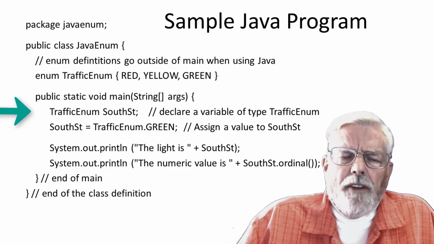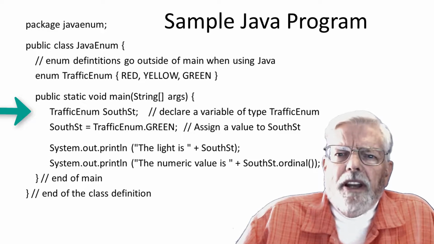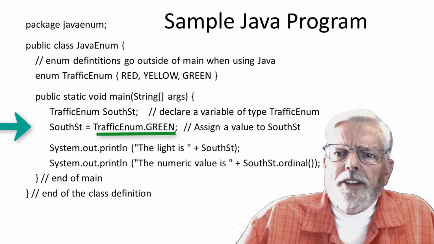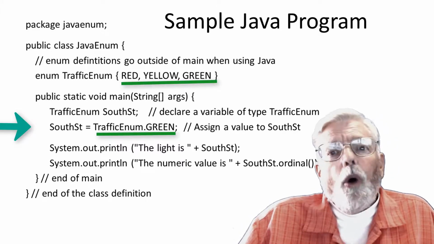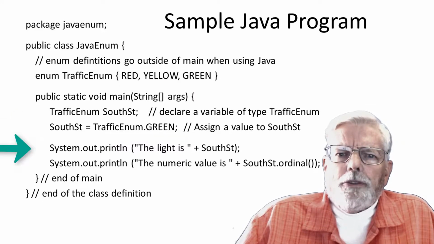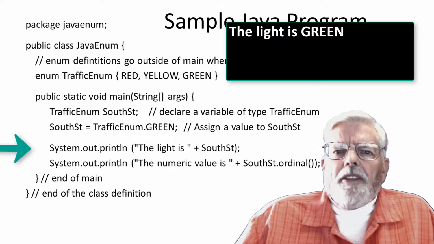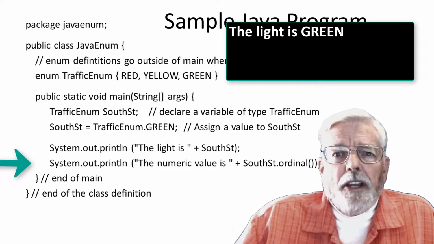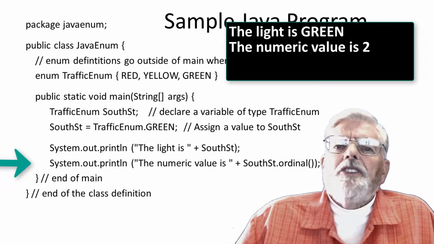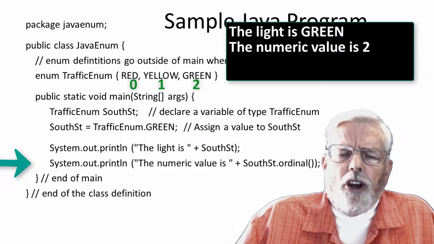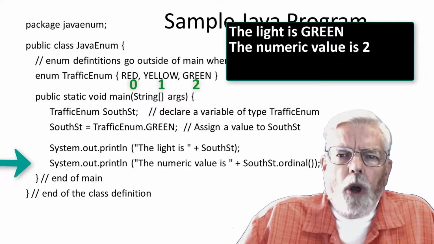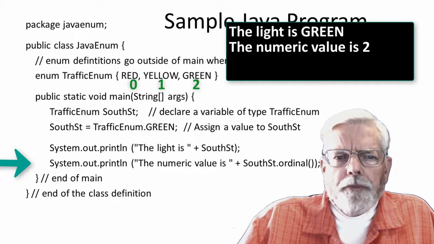Here I see that a variable named South Street is being declared using the data type traffic enum. It can be initialized to any of its three possible values: red, yellow, or green. In this program, it is being set to green. The first print line statement will output the light is green. The second print line statement will output the numeric value is 2 because in Java the enum definition starts at 0. Red would be 0, yellow would be 1, and green becomes a 2.